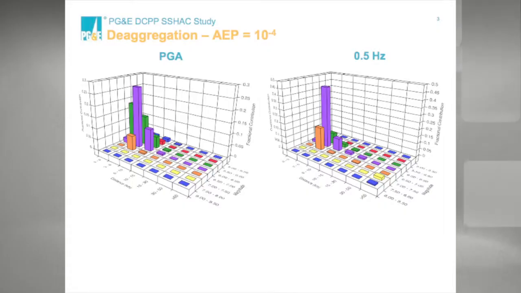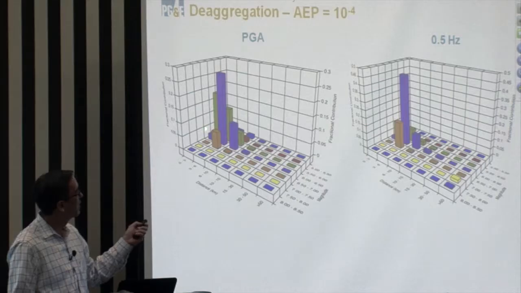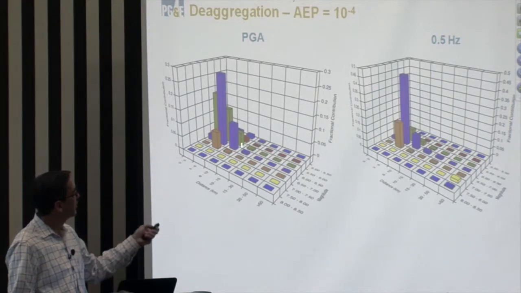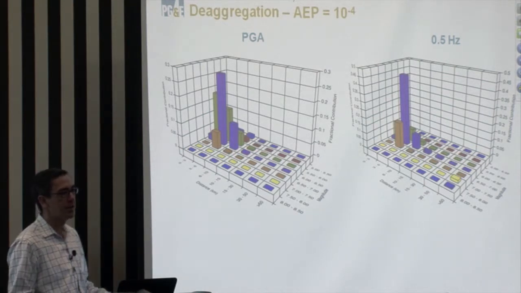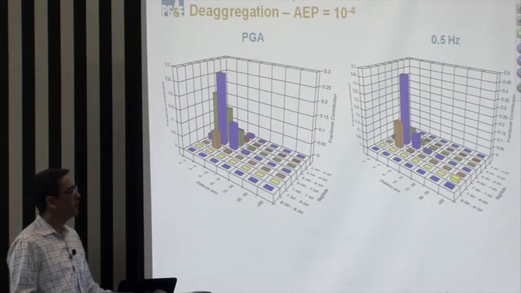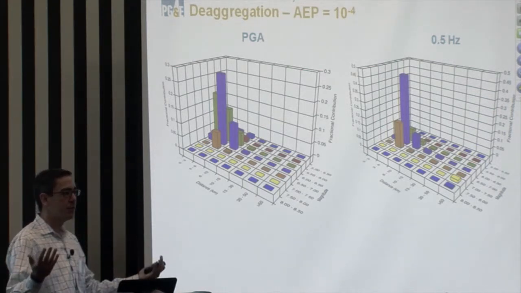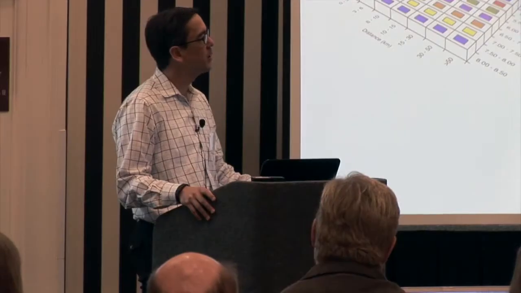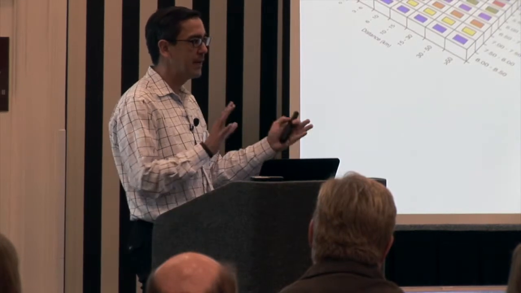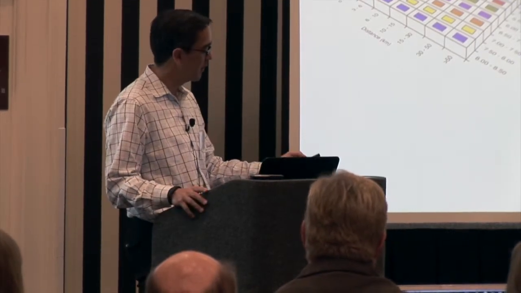If we look quickly at the same type of thing with a deaggregation plot, at 10 to the minus 4 for the probability level, we again have PGA on the left and half a hertz or 2 seconds on the right. You can see most of the hazard is coming from the 4 sources I mentioned that are very close to the site. This reiterates that if we want to do sensitivity, rather than running the full global or regional source model, let's look at the sources contributing most of the hazard to the site, isolate those, and then do the sensitivity on the ground motion aspects.